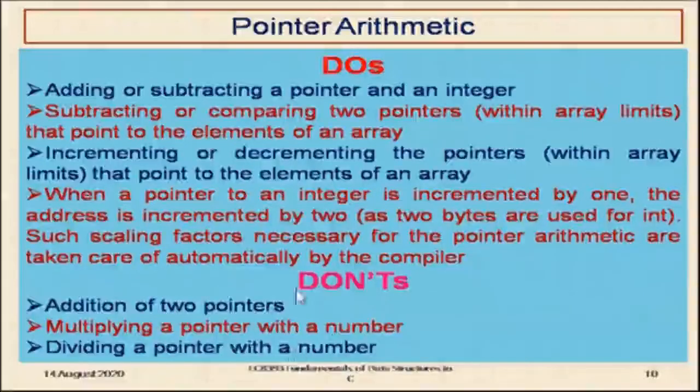So what is possible? Addition or subtraction with an integer value. Subtraction is allowed within the same array. Addition is allowed. Incrementing and decrementing operations are allowed. Operations which are not allowed are addition of 2 pointers, multiplication of a pointer with a number, and dividing a pointer with a number. These are not possible.